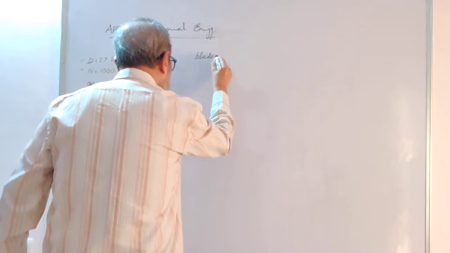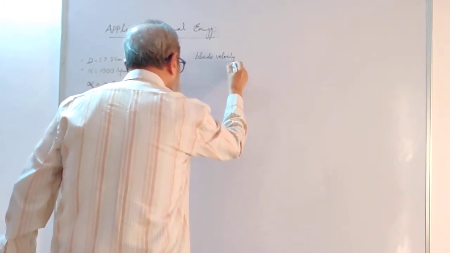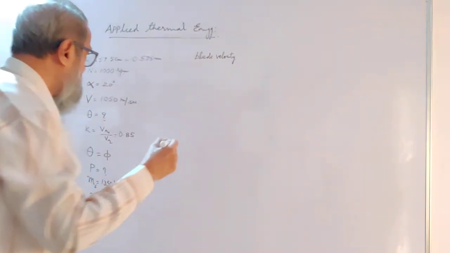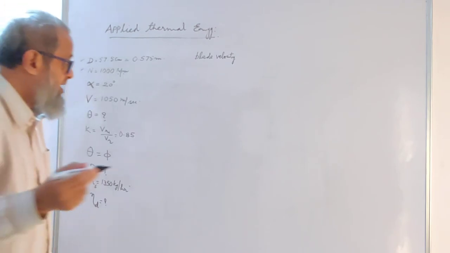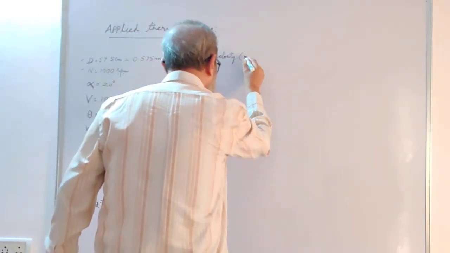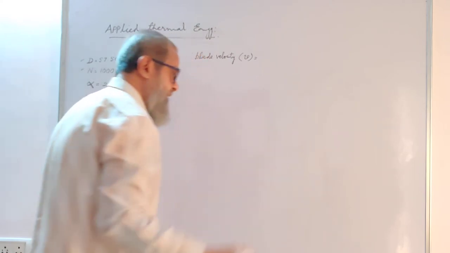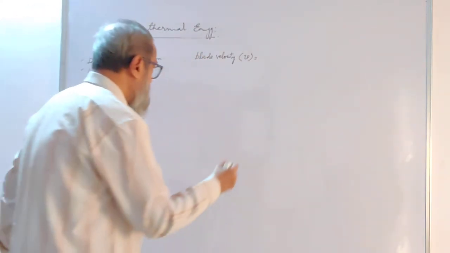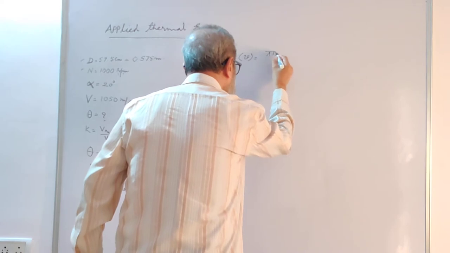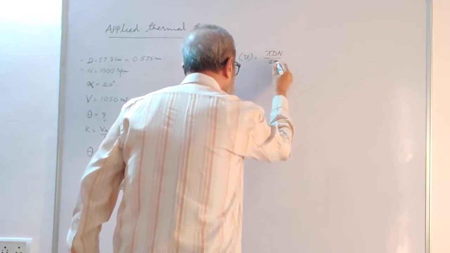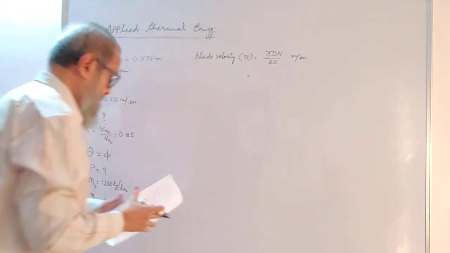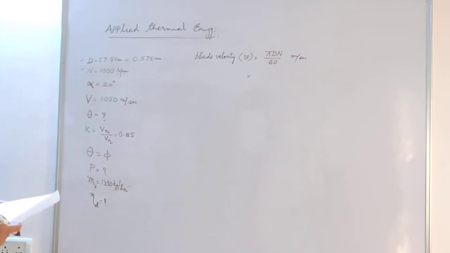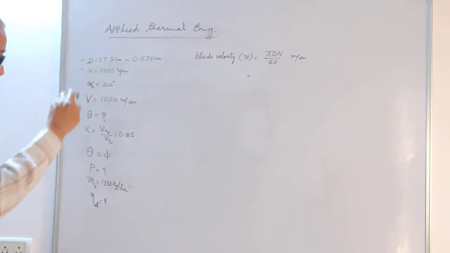Now, different books use different notations for blade velocity. Somebody calls it U, somebody calls it small b, somebody calls it BB. You can use whichever one you are convenient with. So this will be pi d n by 60, so many meters per second. This is the formula for finding that. In other problems, it is directly given. In this problem, it is not given, so I have chosen this.